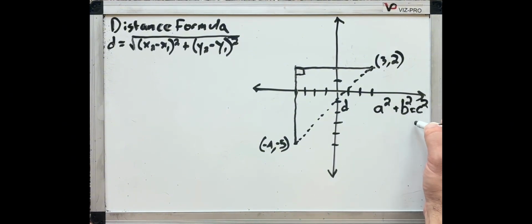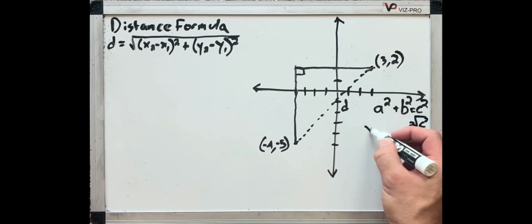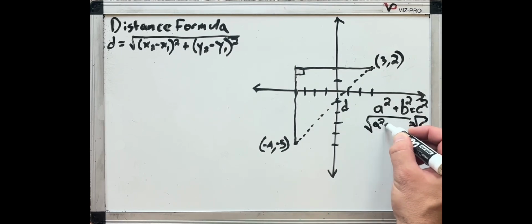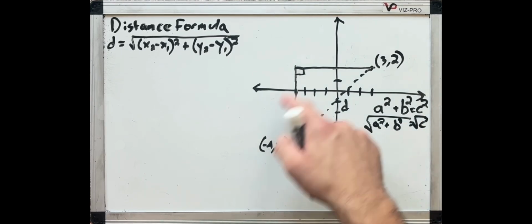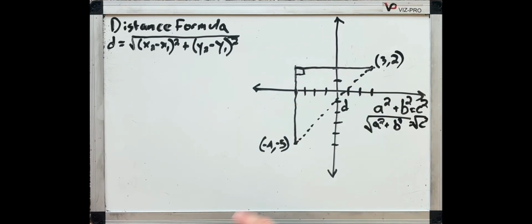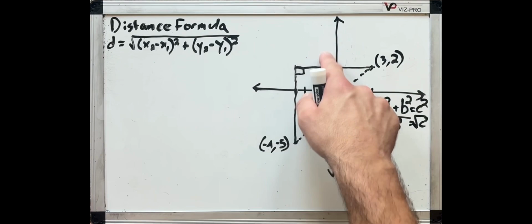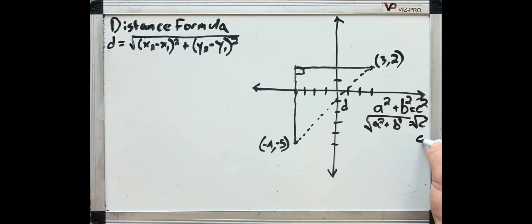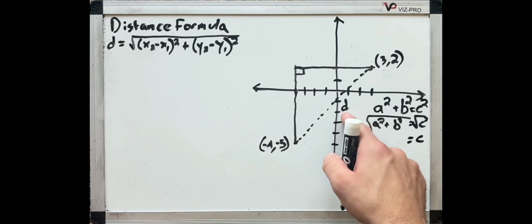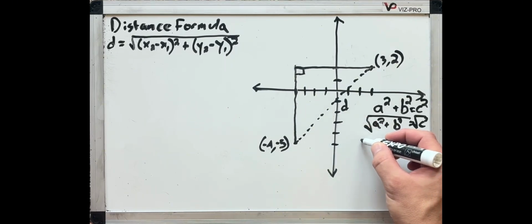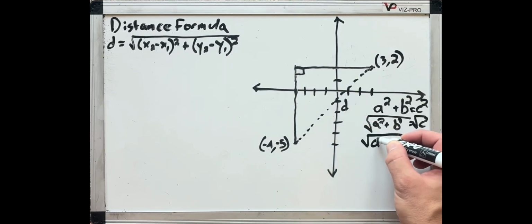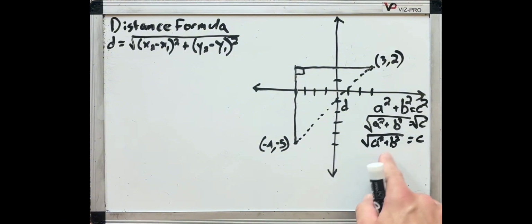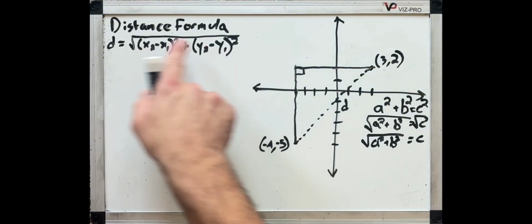So we need to take the square root of both sides, the square root of c squared and the square root of a squared plus b squared. We're squaring the dimensions of the legs, right? And that would be equal to c. That's going to be our distance. So the square root of a squared plus b squared. But this looks very similar to the distance formula, right?